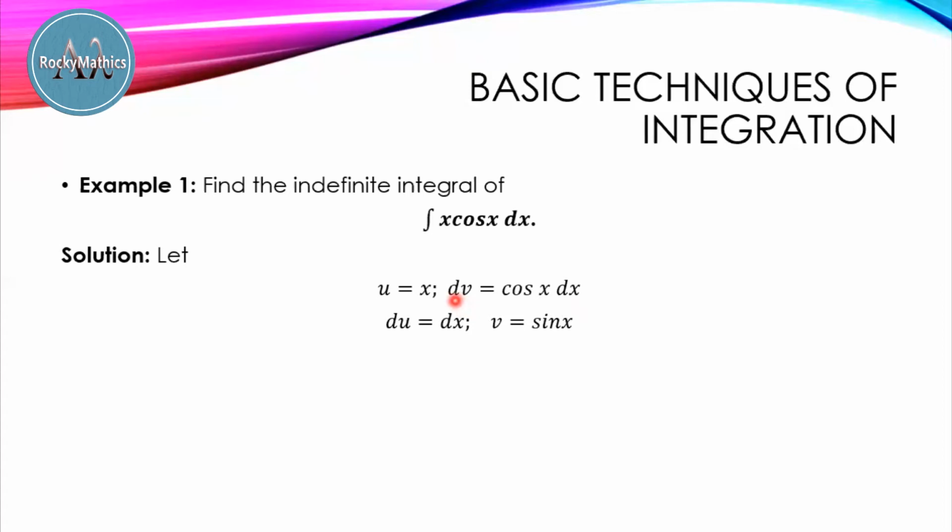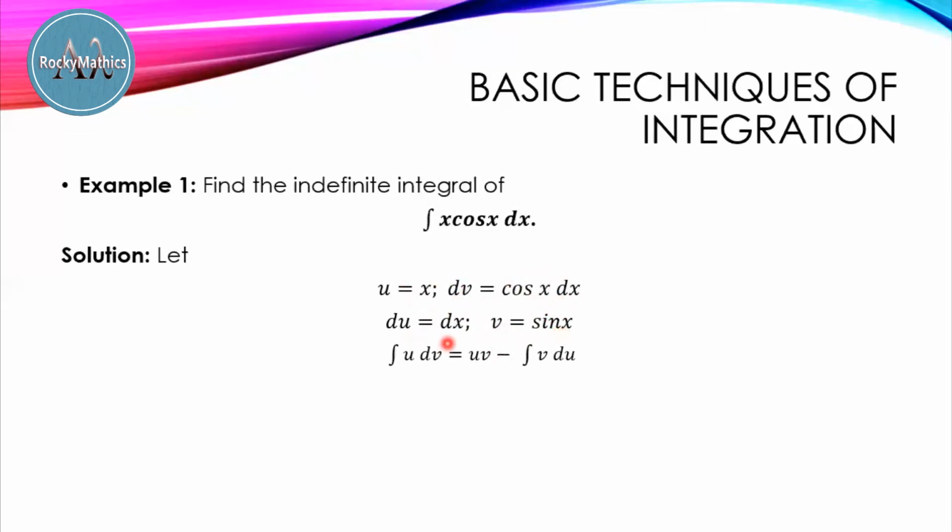Since we are given dv, which is equal to cosine x dx, all we have to do is find v. To find v, we integrate dv equals cosine x dx on both sides. Integrating both sides, the integral of dv gives v, then the integral of cosine x dx is equal to sine x, right? So we already have u equal to x, du equal to dx, dv equal to cosine x dx, and v equal to sine x.